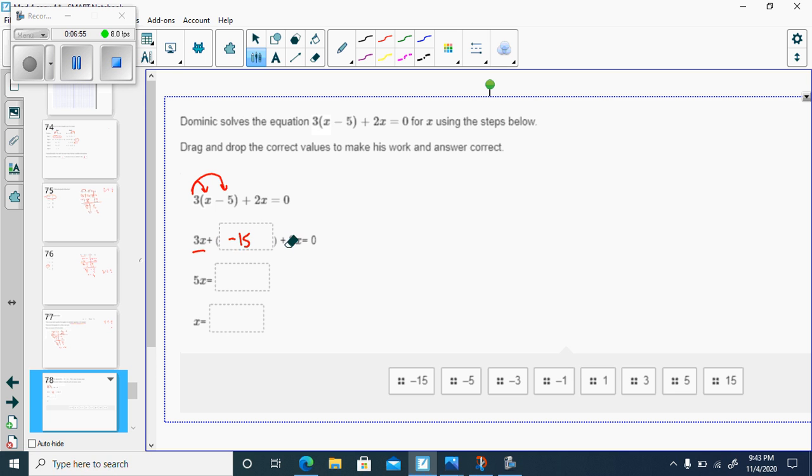Okay? So we combine like terms. So 3x and the 2x gives me 5x. Okay, and what he's done here is he has added the 15 to both sides, right? 5x is equal to 15.